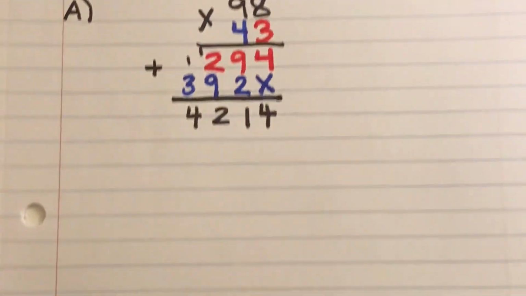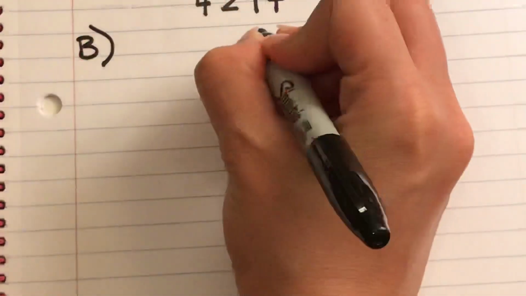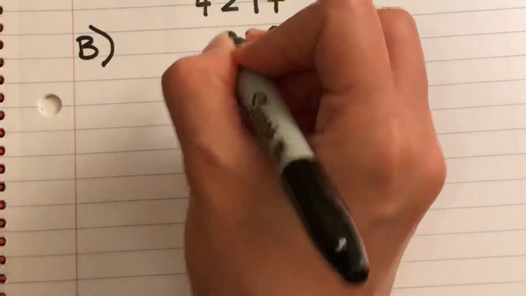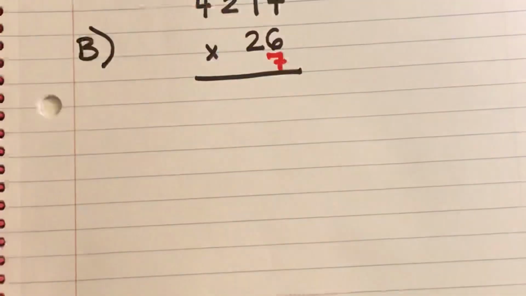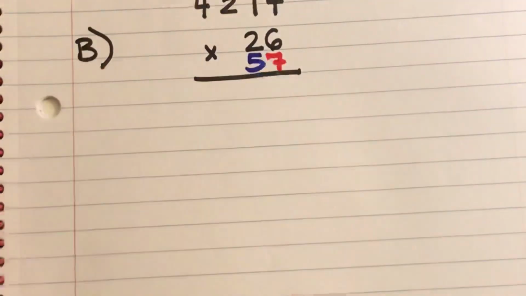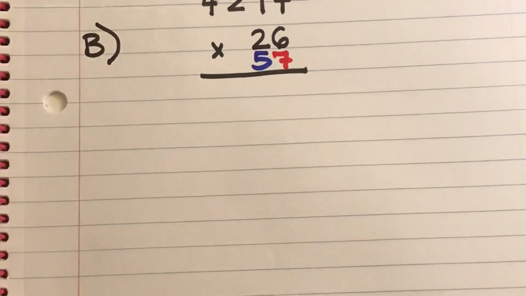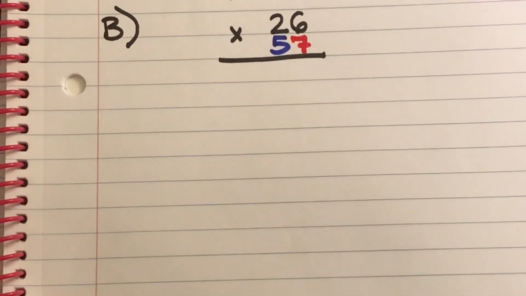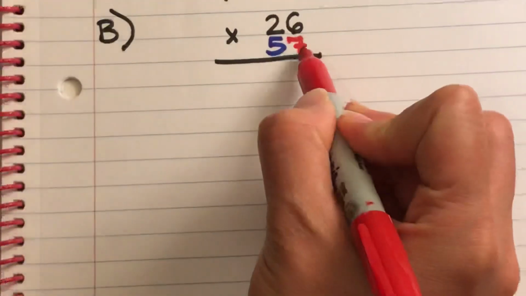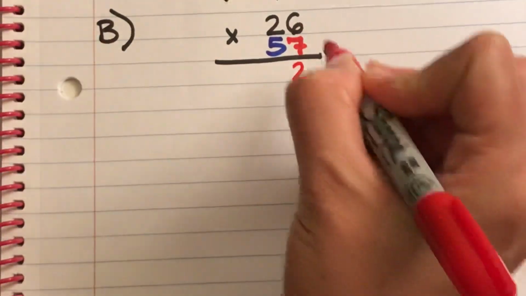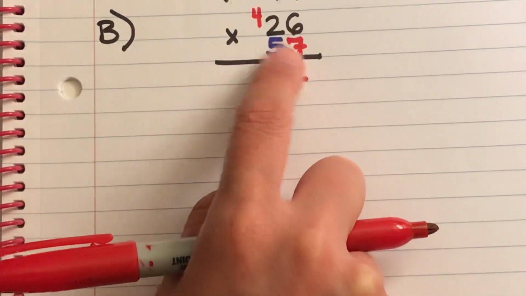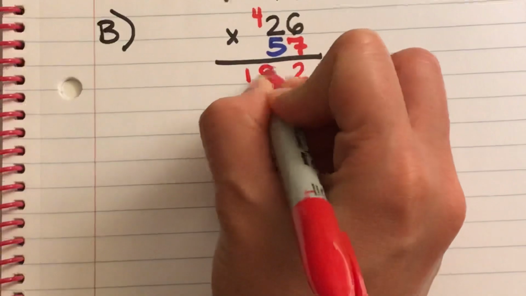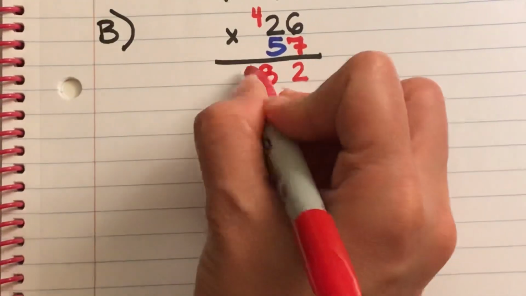All right, let's do a couple more. Let's look at B. 26 times 7 ones, 5 tens, so 26 times 57 is our next one. All right, starting with the ones, 7 times 6 is 42. Here's my 2. Regroup the 4 tens. 7 ones times 2 tens, or 7 times 2 is 14, plus 4 is 18. 182 is my first partial product.